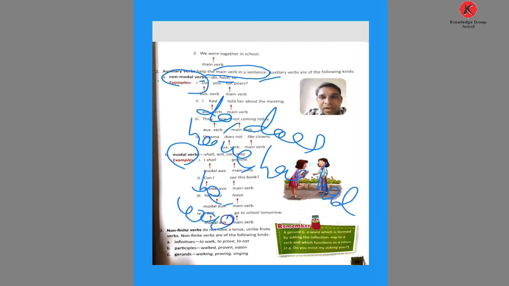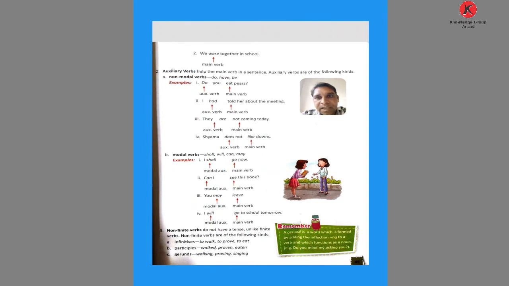In be: was, were, is, am, are. This is the be form. Is, am, are, was, were. Have form: have, has, had. And do form: do, does, did. This is the present form and past form. Now see non-modal verbs. How can we use them?